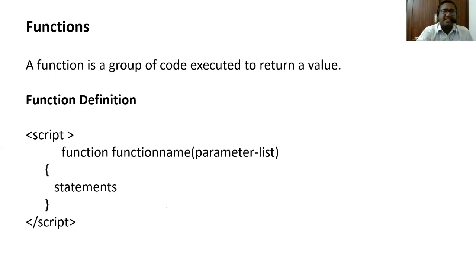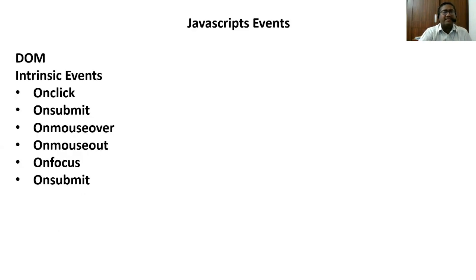Functions. A function is a subroutine used to execute a task. If you want to execute a group of code, we will use functions. The concept of a function is to return a value. So every function must return a value. That is the major concept. How we execute it, I gave here.